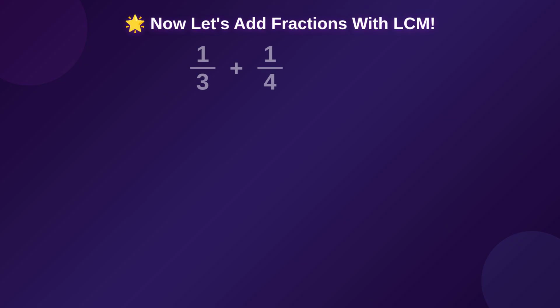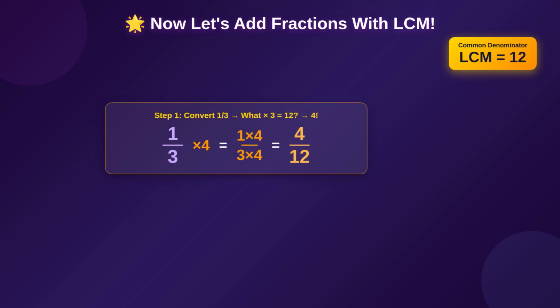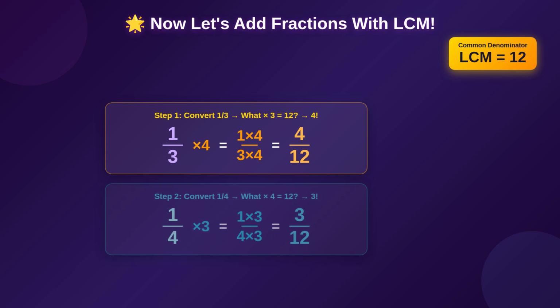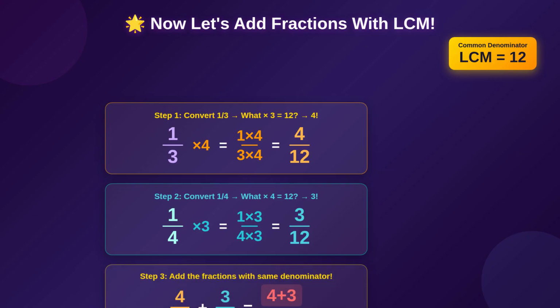Here's the moment Maya has been waiting for. Let's actually add 1/3 plus 1/4 using our LCM. We already found the LCM of 3 and 4 is 12, so our common denominator is 12. To convert 1/3, we ask what times 3 gives us 12. That's 4. So multiply top and bottom by 4. 1 times 4 over 3 times 4, which gives us 4 over 12.